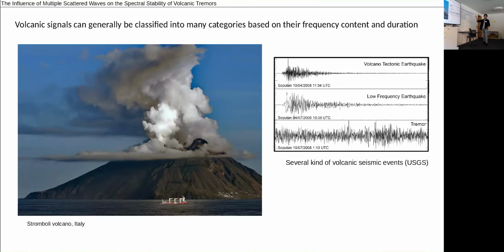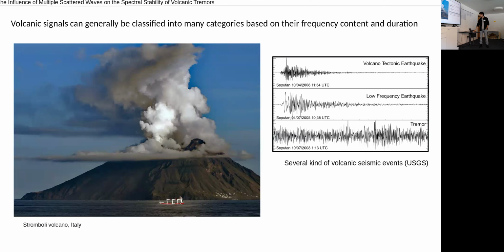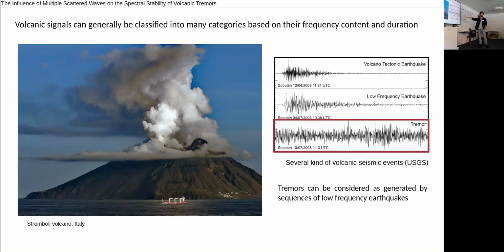Just a quick introduction about volcanic environments. In volcanic environments, we have several kinds of signals. I'm showing here only a few signals that are more meaningful for our analysis, but we will focus mainly on tremors. Tremors are signals that are extremely long in duration. They can last up to months, and they can be considered as generated by sequences of low-frequency earthquakes.